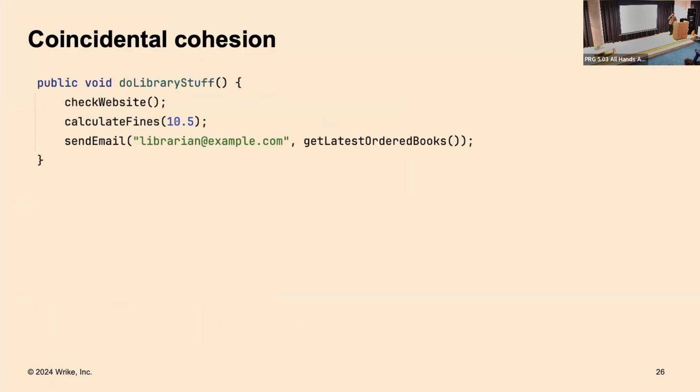Let's start. It starts from coincidental cohesion. It's the weakest level. There is no meaningful relation among module elements. It's difficult to understand the logic behind it. It's not clear who might own it. I don't know how to test it. So it's the worst form and should be avoided, maybe except for some simple scripts.